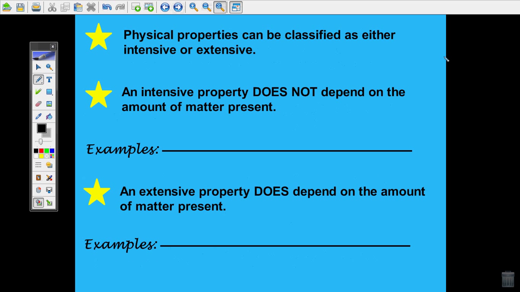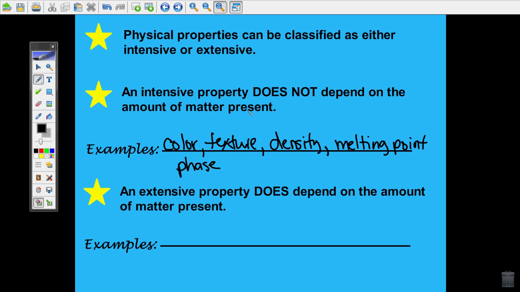Physical properties can be classified as either intensive or extensive. An intensive property does not depend on the amount of matter that is present. So it doesn't matter how much of something I have, its color will be the same. Its texture will be the same. Its density will be the same. Its melting point will still be the same. It doesn't matter how much of it I have. So melting point, boiling point, the phase of matter that it's in, if it's a solid, liquid, gas, that doesn't depend on how much I have.